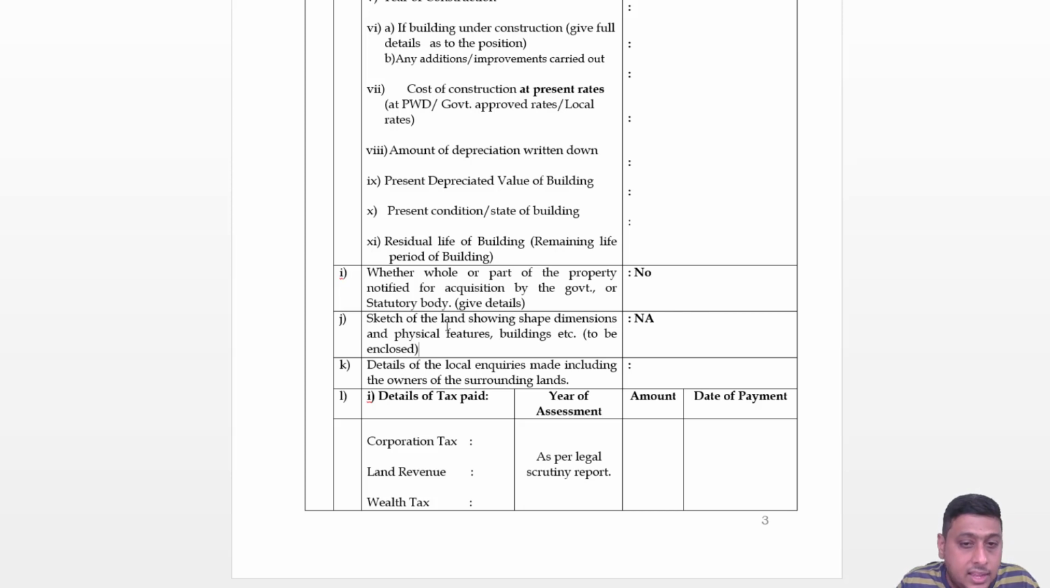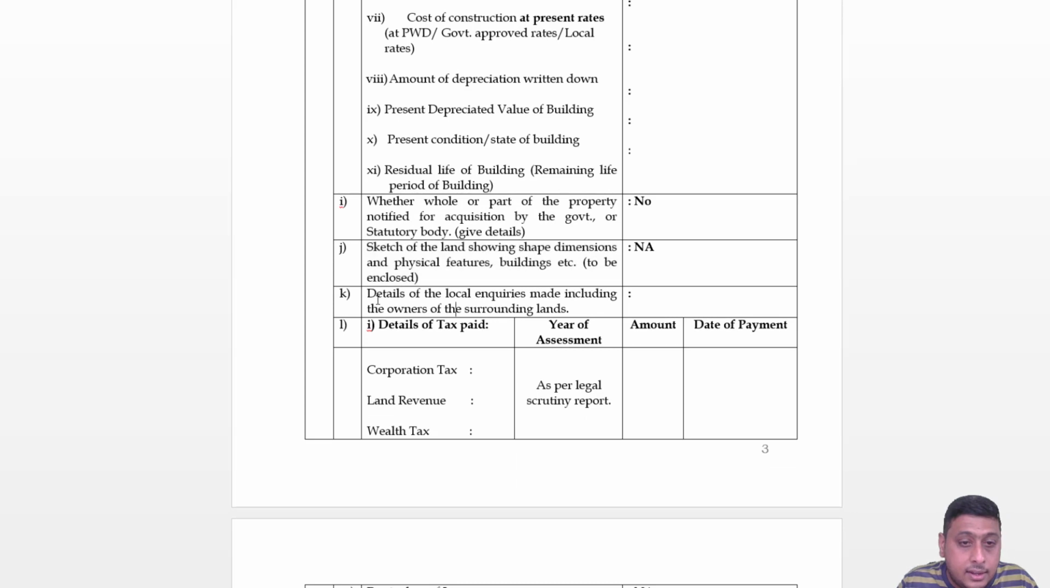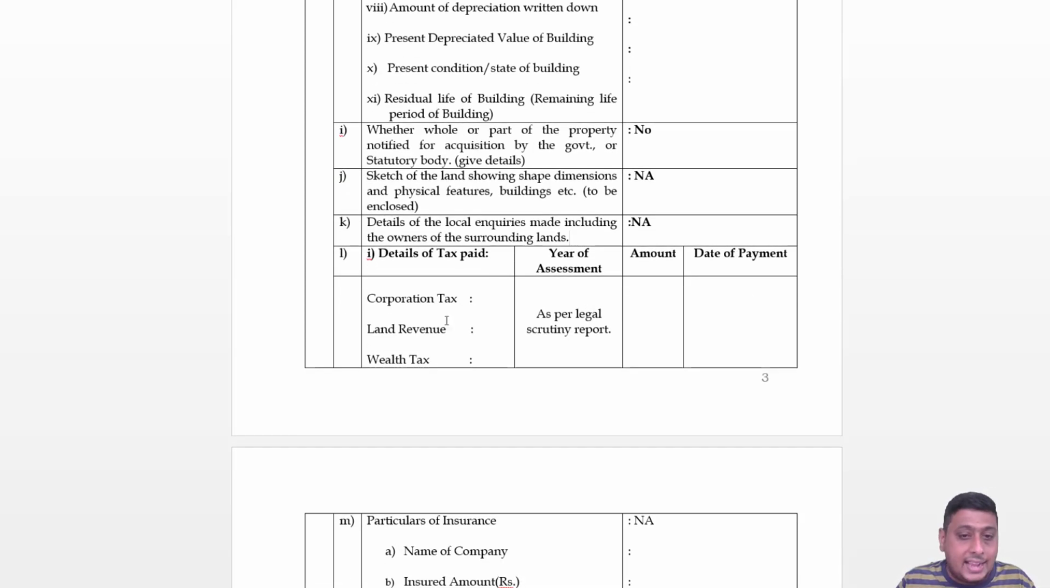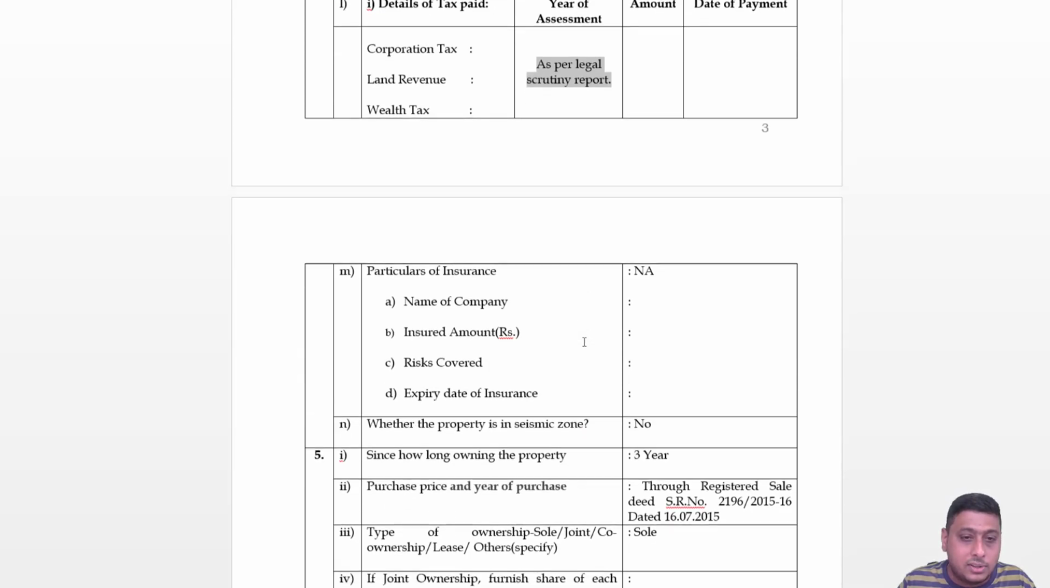Okay. Sketch of the land showing shape, dimensions and all physical features of the building. This is for the buildings. Okay. Details of the local inquiries made, including owners of the surroundings. We have not done any inquiries, therefore we'll put not applicable. When we do local inquiries, generally when we have an old house, about 50 or 60 years old, we will do a general inquiry: how many days the client has been staying here, whether he has given it for rent, whether they are maintaining the property, whether the property belongs to them. So these local inquiries we will do. Tax and all, this is as per the local citizen report.